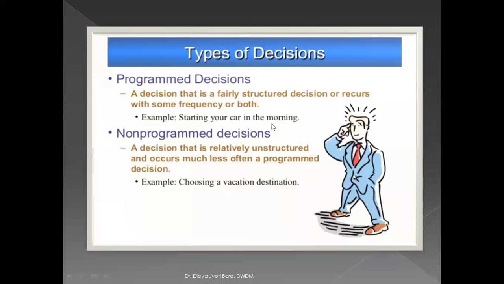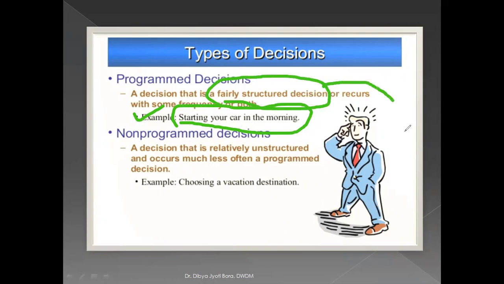So what is a program decision? Sometimes we do the same thing again and again, right? For such things, we don't need a planned kind of decision because you already know what to do. For example, starting your car in the morning, you know how to do that. Going to your office, etc. These decisions, you are not planning, doing some homework, and then coming to a decision on how to do that. No, actually, this is a fairly structured decision, which occurs repeatedly from time to time. That type of decision is known as a program decision.